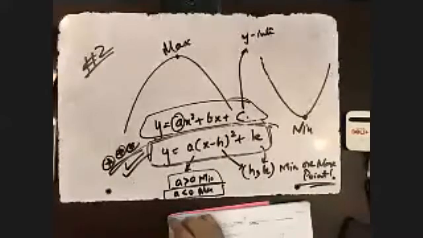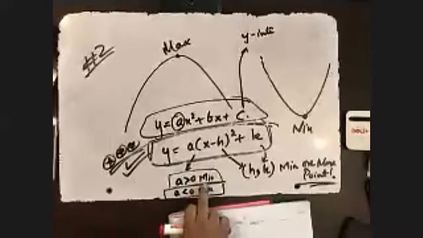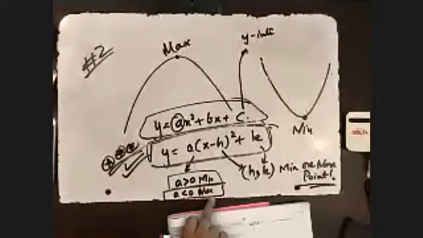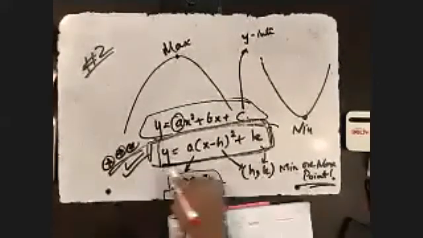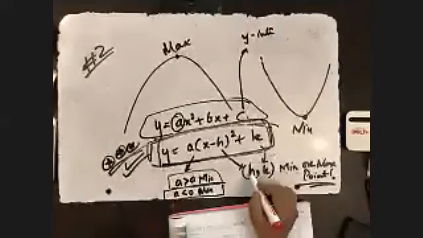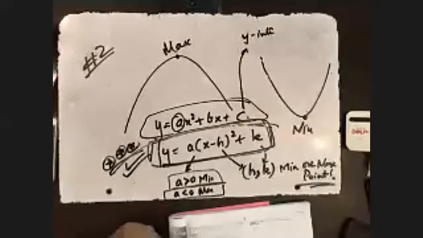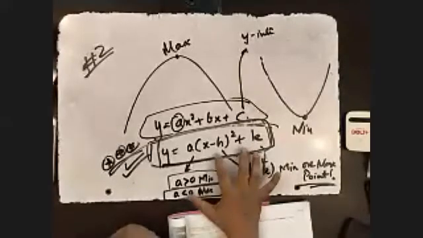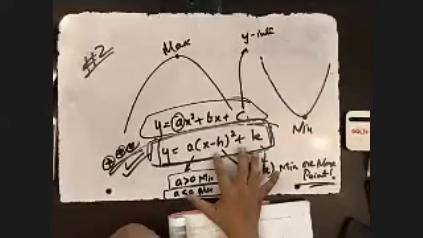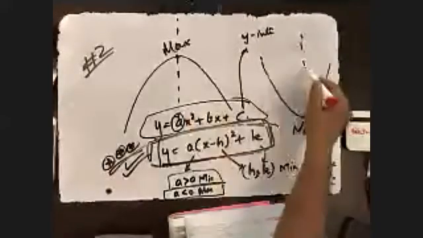A is greater than 0 is minimum and a is less than 0 is maximum. And in this format, it also tells us where the line of symmetry is.